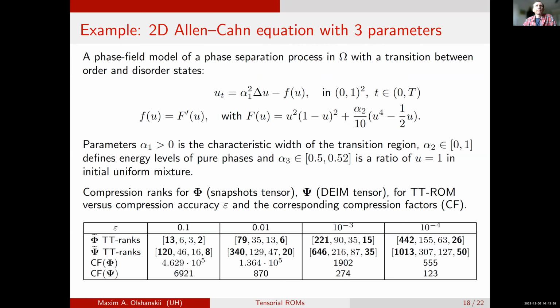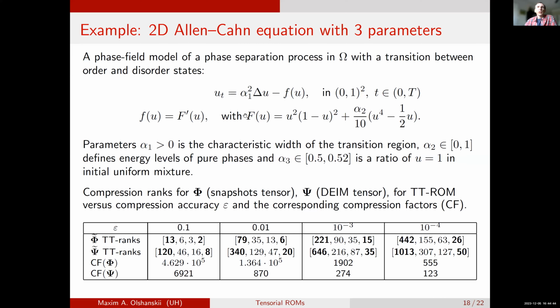All right, one more example, 2D Allen-Cahn equation, another nonlinear problem. It models the phase separation process in a domain with a transition between order and disorder states. So U is a kind of characteristic function. It should vary between 0 and 1. It's 0 in one phase, 1 in another phase, and there is a smooth and narrow transition region between these phases.